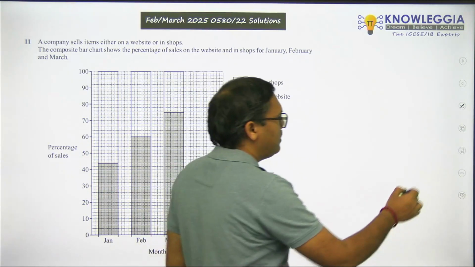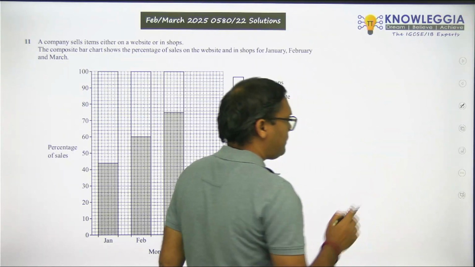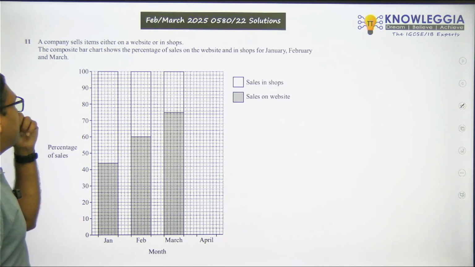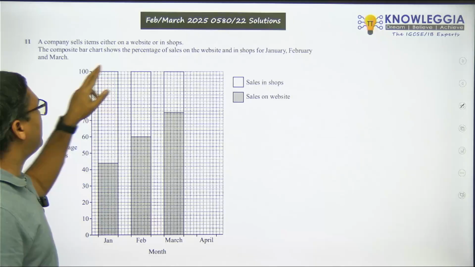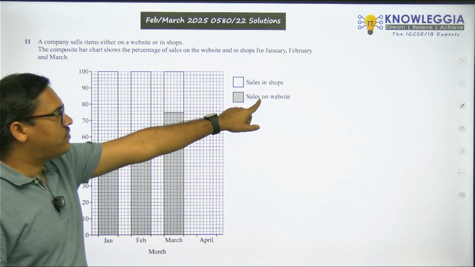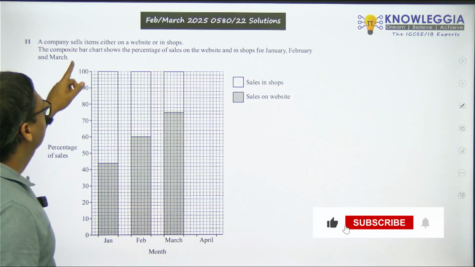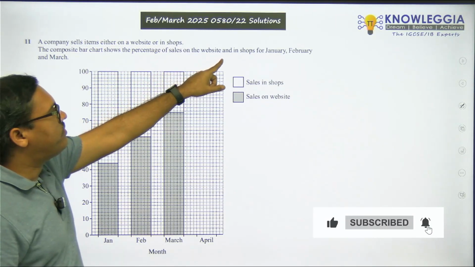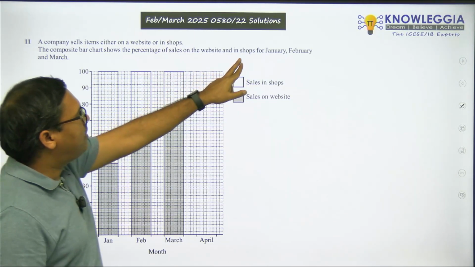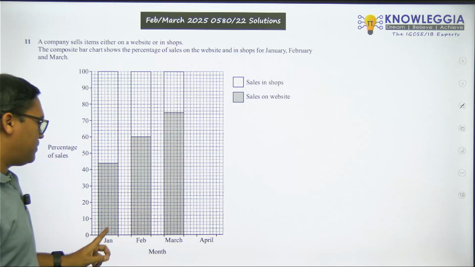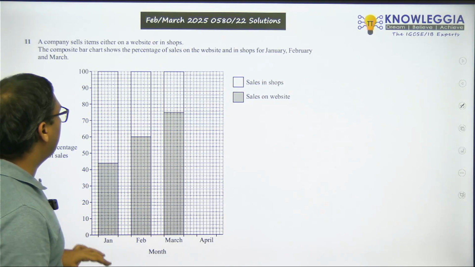So the next question is on graphs and statistics. See here, a company sells items either on the website or in the shops. So this is for website and shop. The composite bar chart shows the percentage sales on the website and in the shop for January, February, and March. So the data is given to you.